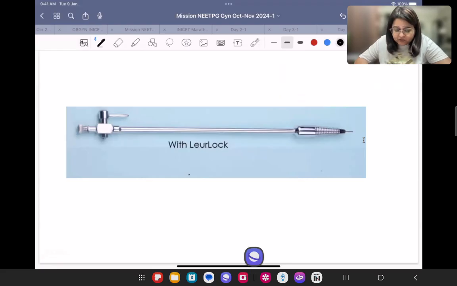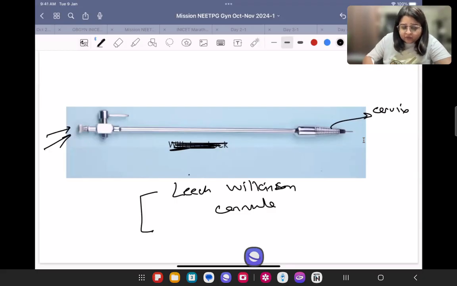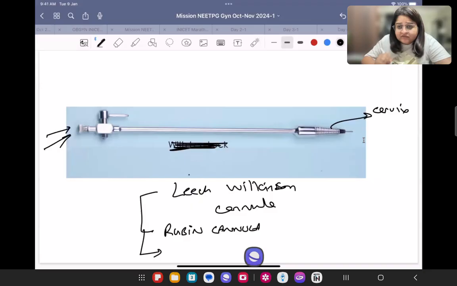This is an instrument through which we inject the dye into the uterus. So this part is put in the cervix, okay? And from here we inject the dye. This is called a Leach-Wilkinson cannula. If you don't have a Leach-Wilkinson cannula, you can also, in place of this, use what is called a Rubin cannula. If you don't have either of these, you can use a pediatric Foley's catheter.